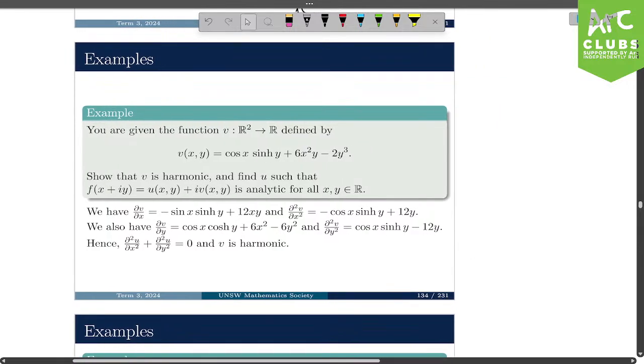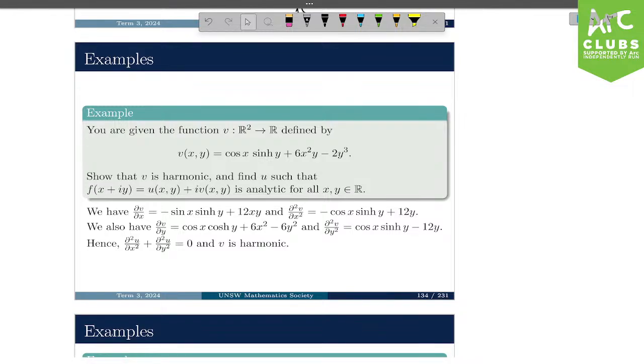Another question. Basically, we're just showing that v is a harmonic function and finding some value u such that we get an analytic function for all x and y that are elements of real numbers, which make up our complex plane. So really, we're just doing the exact same thing again to find an analytic function.